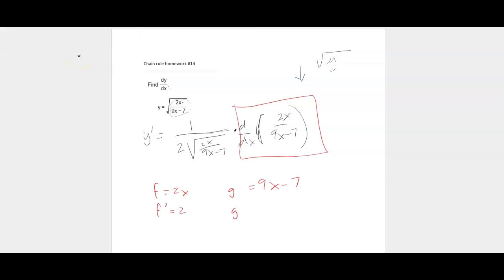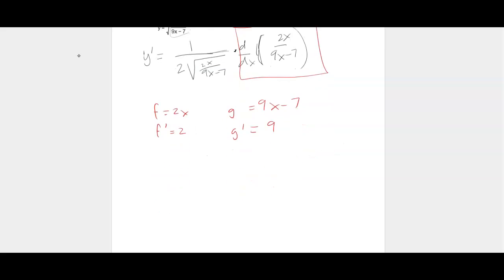The derivative of g, the bottom, is just a 9. So I need the quotient rule. The quotient rule says I write the bottom and square it. That's the bottom function. I square it, and then I write the bottom function up here again and multiply it by the derivative of the top. So this gets multiplied by that on top first. And then I subtract the top function times the bottom derivative.